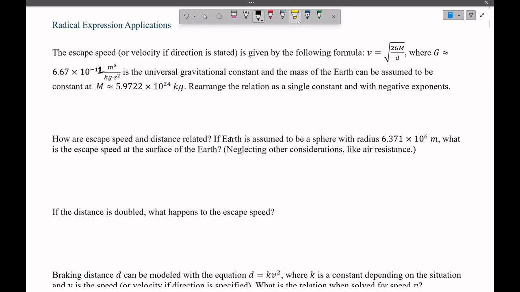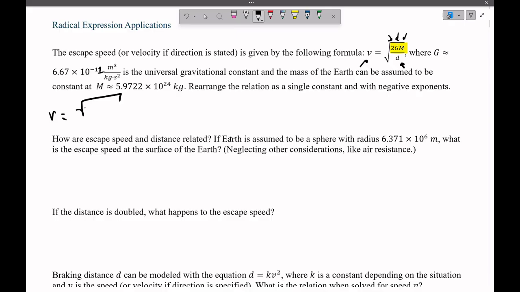What's important to note here is that 2GM is all just a constant, because these numbers are given and we're saying they are stable. What's changing here is d and v. Those are the real variables in this equation. So I can split up the radical over top and bottom. I could split it over each 2, G, and M as well, but those are all just a constant anyway, so why split it up?